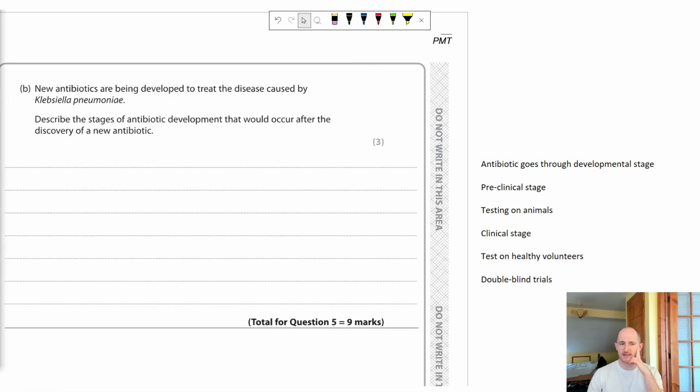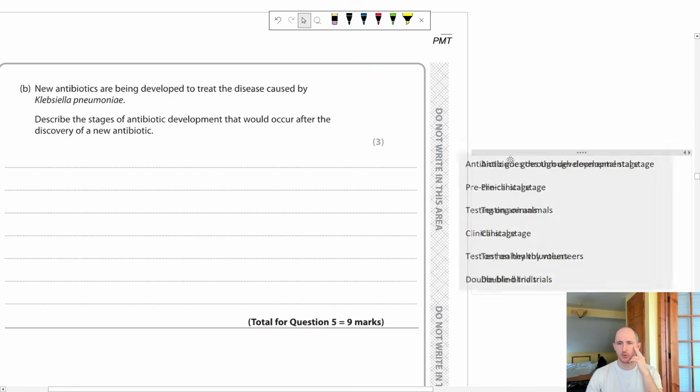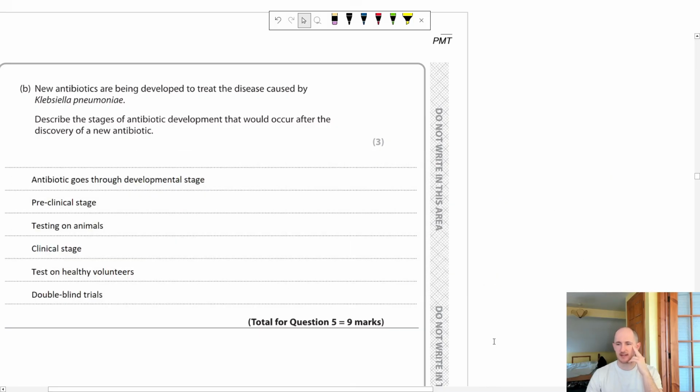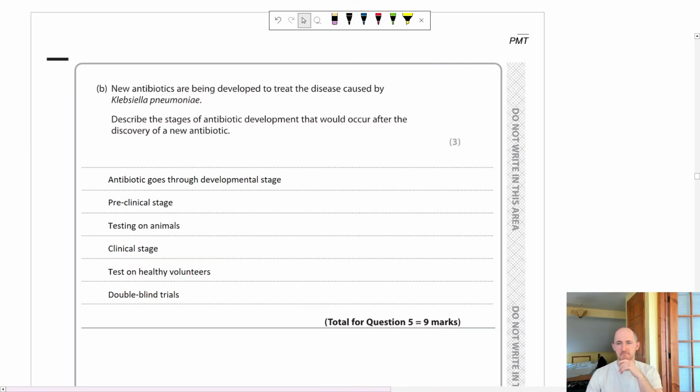As far as I can tell from looking at all of the mark schemes from the previous however many years, you can say just any 3 of these things. Cool, right? You just need any 3 of these and you're fine, and maybe a bit of a description, but that's it.